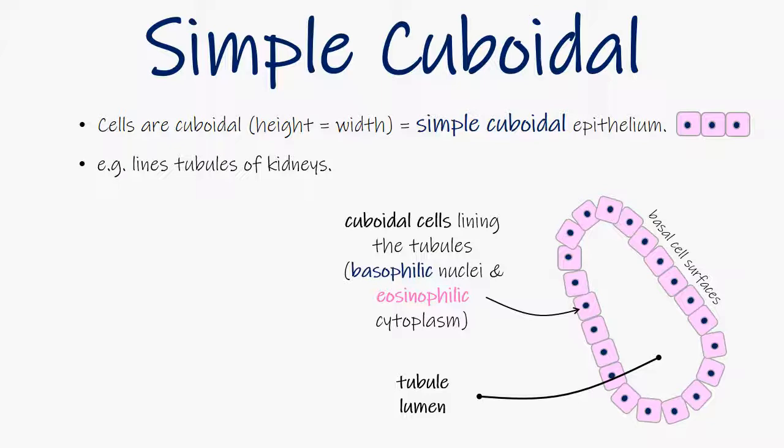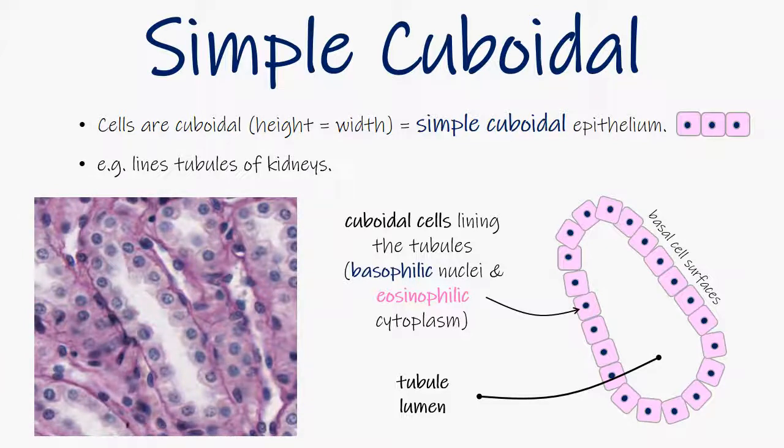Now compare the schematic to a micrograph image of kidney tubules, and you can clearly see the basophilic nuclei and eosinophilic cytoplasms of the cuboidal cells surrounding a lumen.